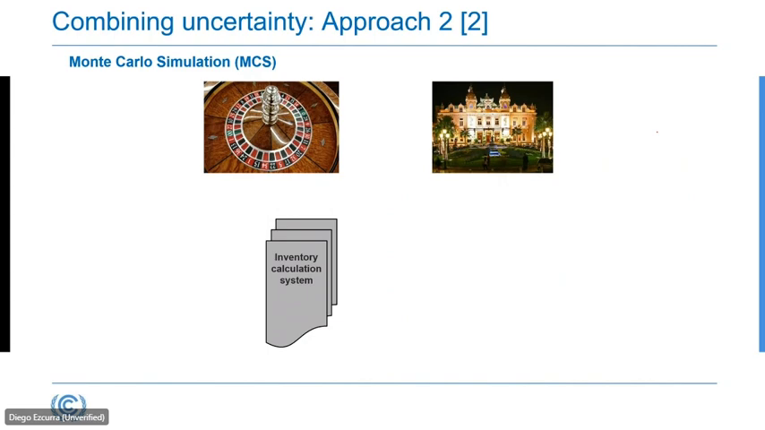So what does Monte Carlo simulation do? Well, basically the same. You calculate the emissions several times. So imagine that you calculate your GHG emissions for your country.